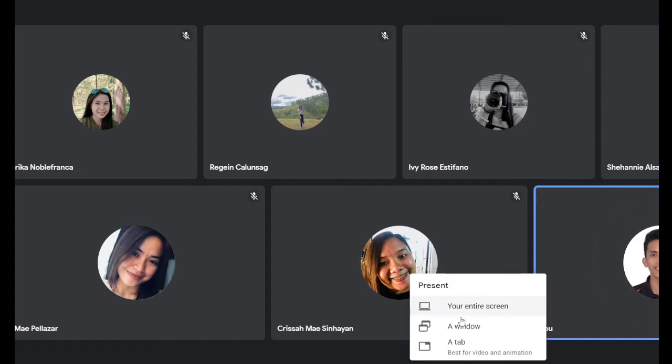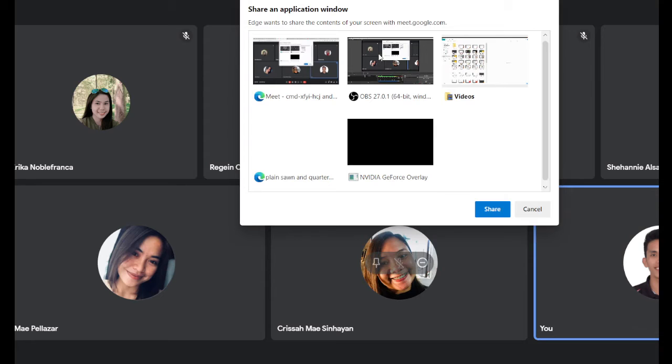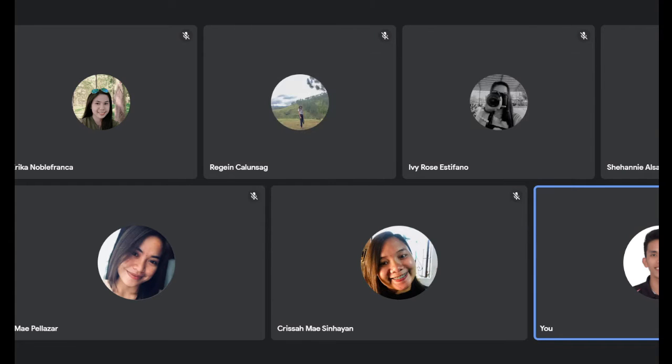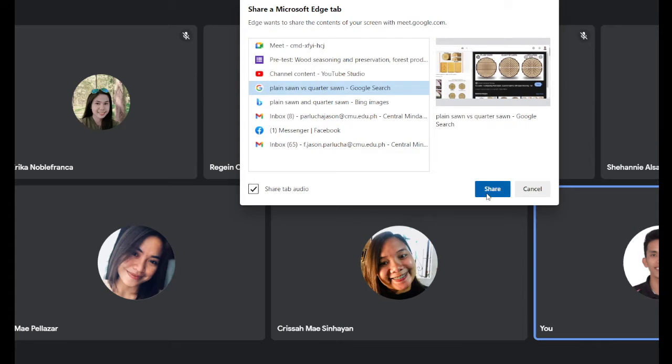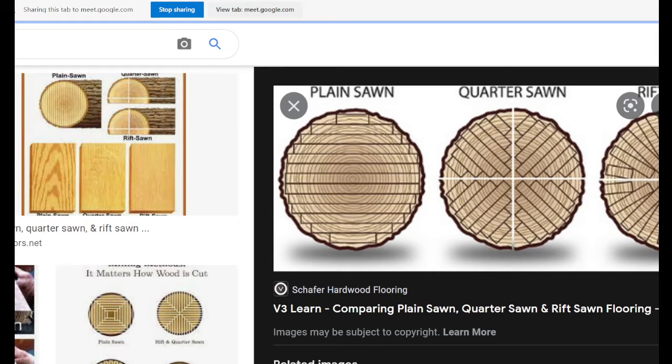Sige, lipat ko diri sa tab. Kana. Kita ninyo?